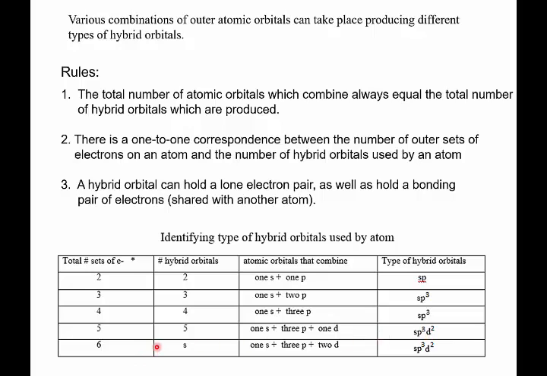All right. And I can see I got 6 here. This is not 5. It's supposed to be 6. We're going to need 6 atomic orbitals. What are they? Well, it's 1s, 3p, 2 ds. That's a total of 6. So, this is correct. The type of hybrid orbitals would then be s, p3, d2. Sorry, folks, for those errors on that chart.